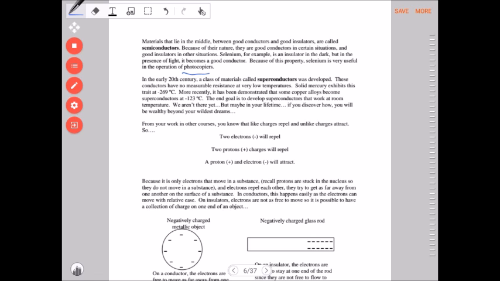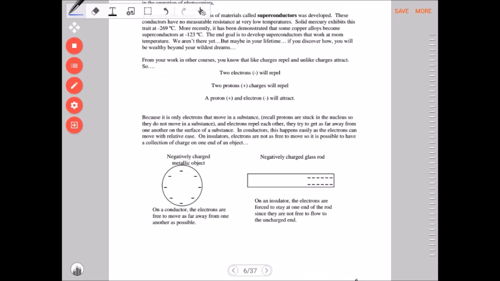Okay, so from your work in other courses, you've seen that like charges repel, unlike charges attract. So two electrons, which are both negative, will repel each other. Two protons, which are both positive, will repel each other. A proton and an electron, on the other hand, those two will attract each other.